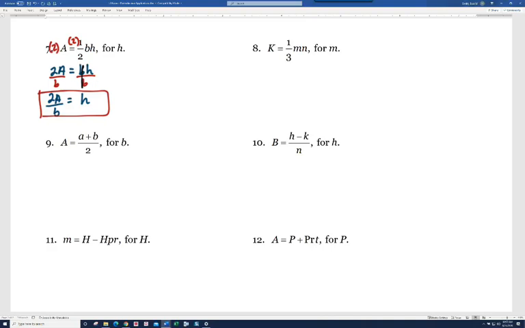All right, so let's see how you did. So first of all, you should have multiplied each side by 3. You get 3k equals mn. And then say I'm solving for m, so I need to get rid of that n. We'll divide each side by n. Of course, the n's cancel, and you're left with m is equal to 3k over n. On number 9, it's very similar, but you got to be just a little bit careful here.